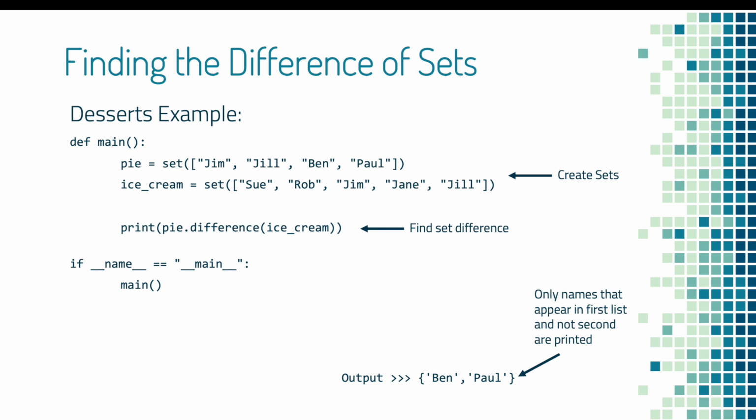If I wanted to, you can flip it. Then if I flipped it, and if I said ice cream dot difference pie, then the output would be Sue, Rob, and Jane, because those three were in ice cream but not in pie. That's if I flipped it.